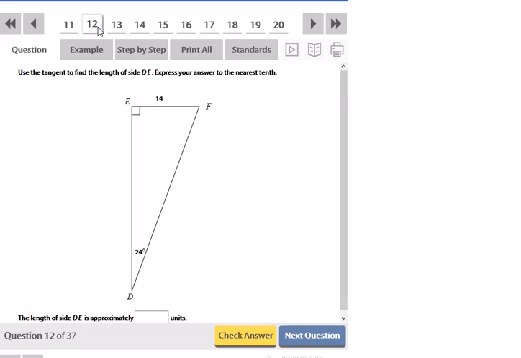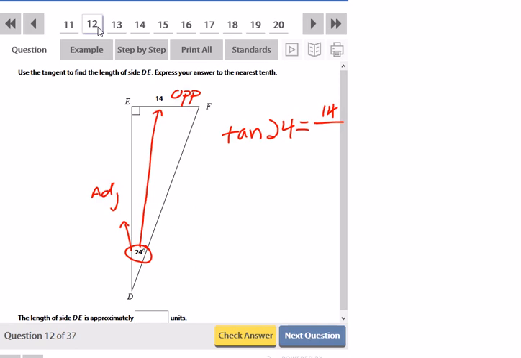Okay, side DE. Based on this angle that they're giving us, DE is the adjacent leg, and what they're giving me, 14, is the opposite leg, so this is still going to be tangent. So tangent of 24 is equal to the opposite, which is the 14, over DE. Okay, we'll just go ahead and put DE there.